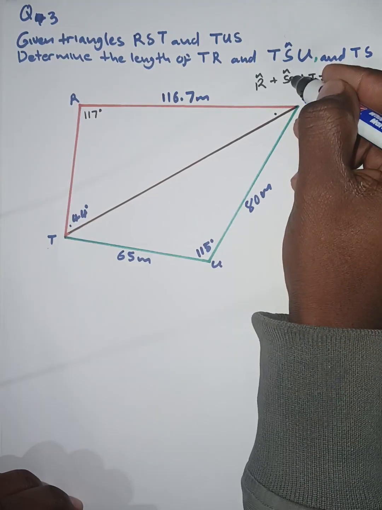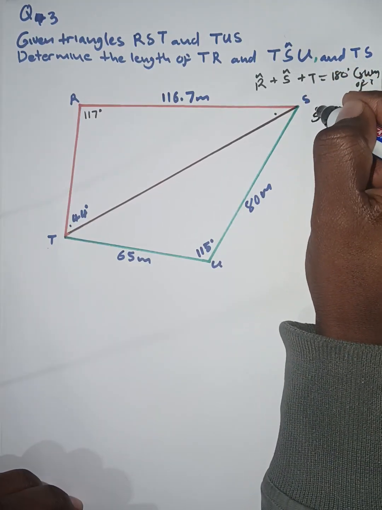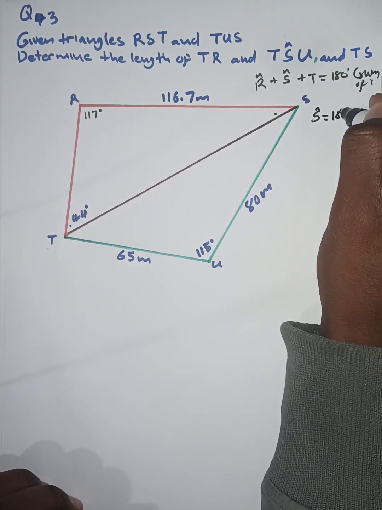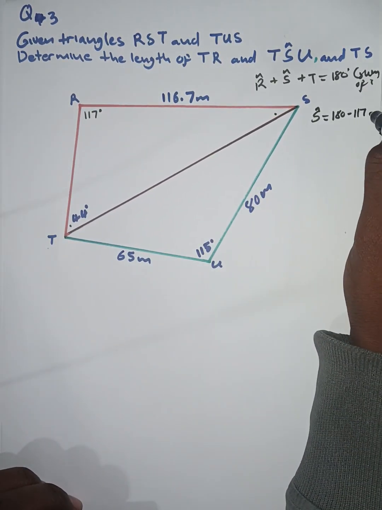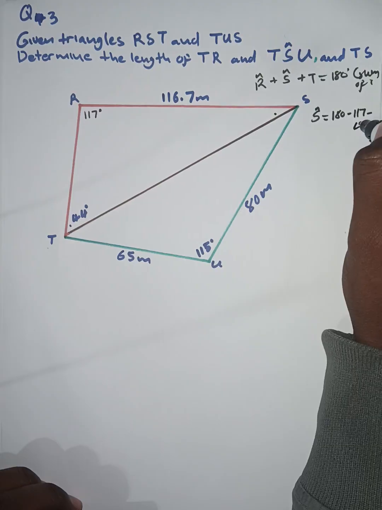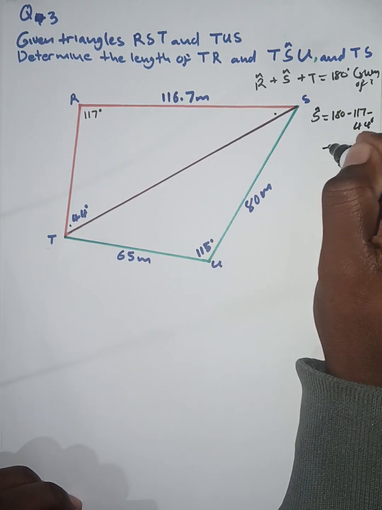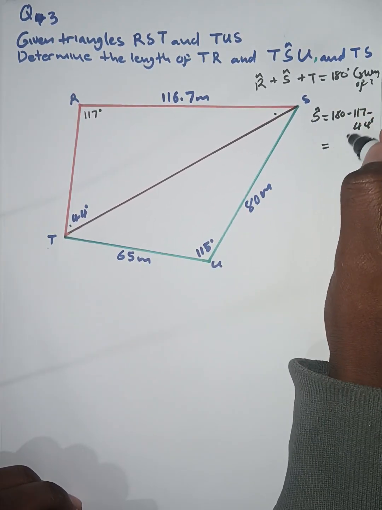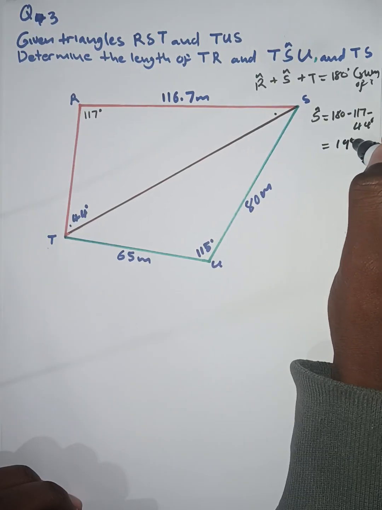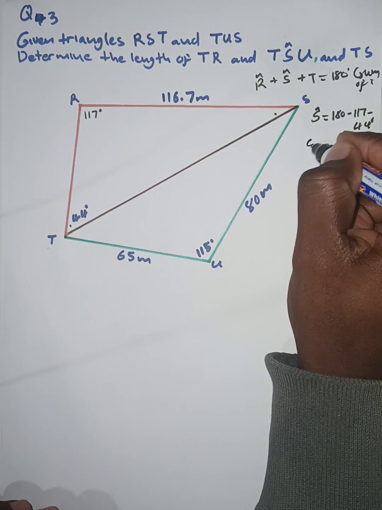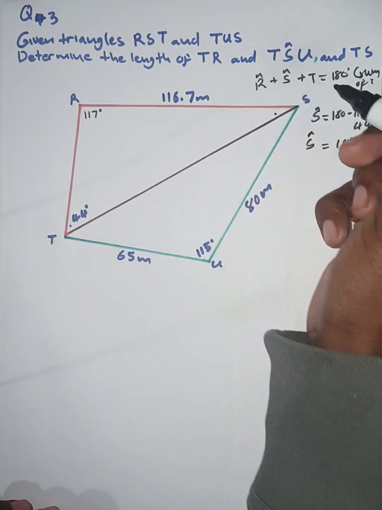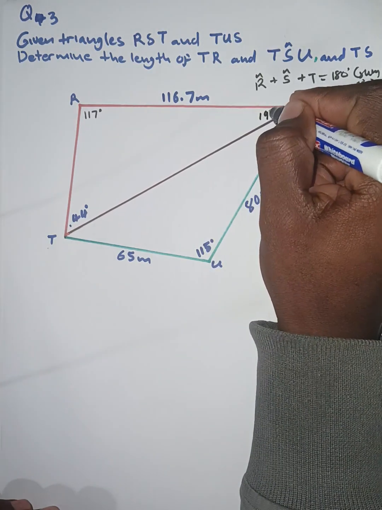So in this case I'm trying to find S. Angle S would be equal to 180 minus 117 minus that 44 degrees. So in this case you're going to get S to be 19 degrees, if I'm not mistaken. Yeah, that's 19. So that would be angle S. So this angle here would actually be 19 degrees.